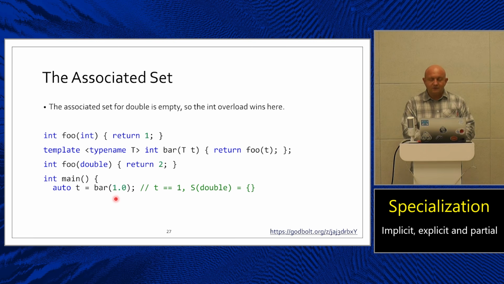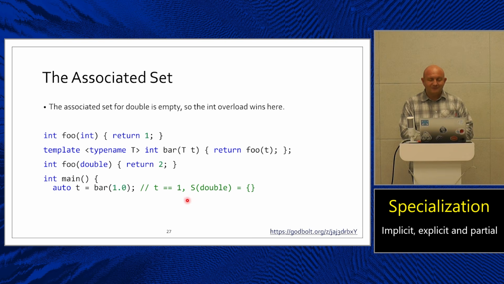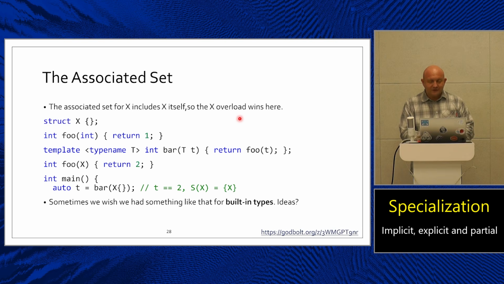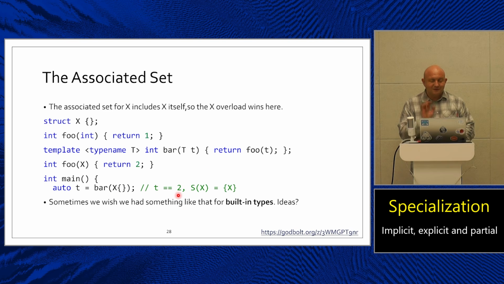You can click over to Godbolt and see for yourself that this is indeed what happens. Now, if we use a struct X and define foo(X), the value of t becomes 2. See, here it is 1, and here it is 2. Here it is 1, look, here it is 2. Why? Because the associated set for X includes X itself.